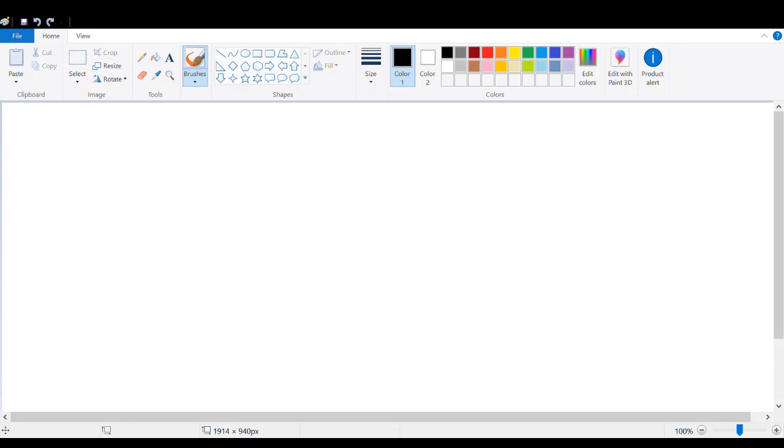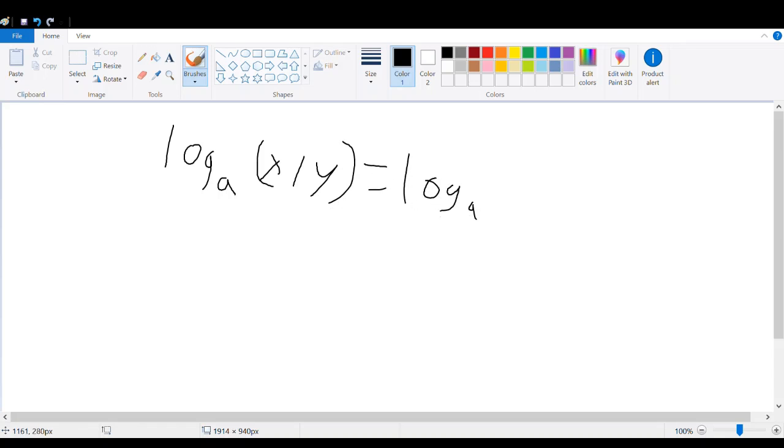Quotient. We're going to do the quotient property. I wonder if you're fine if I don't write the base a. Log base a of x over y equals log base a of x. If the multiplication was plus, guess what this is going to be? It's minus. Log base a of y.